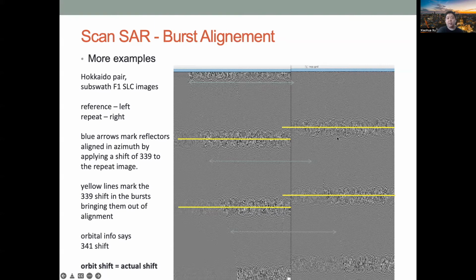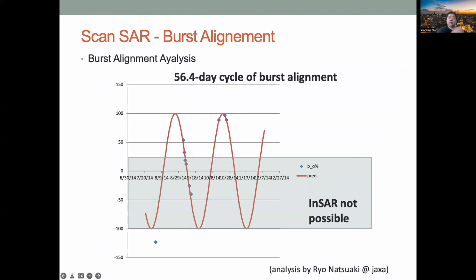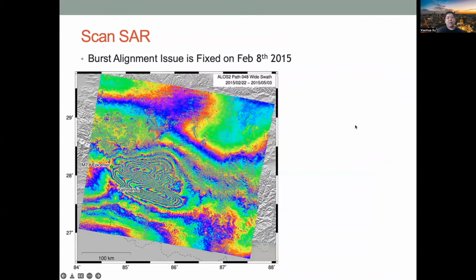And you can almost predict what's going to happen when these bursts are not overlapping with each other. Later on, Ryo Natsuyaki from JAXA found that this burst drift has about a 56-day cycle for the early data, and they fixed this, I think, in February 2015 by reducing a line in a certain burst, if I remember correctly, to prevent the burst from drifting. And yeah, like I said, that was fixed in February 2015.